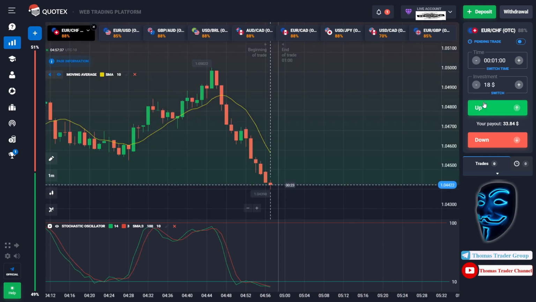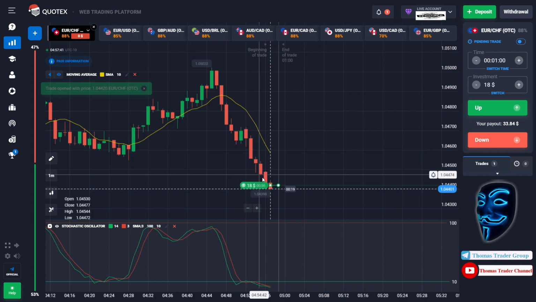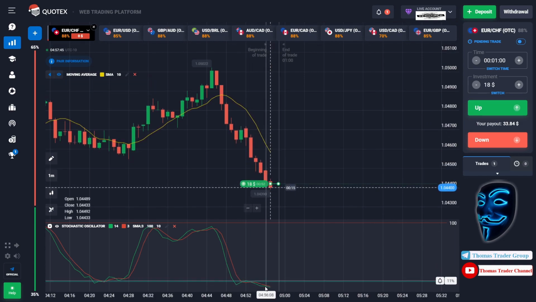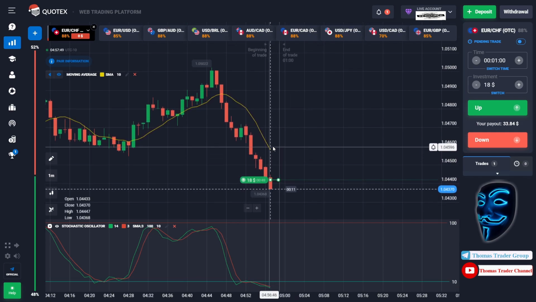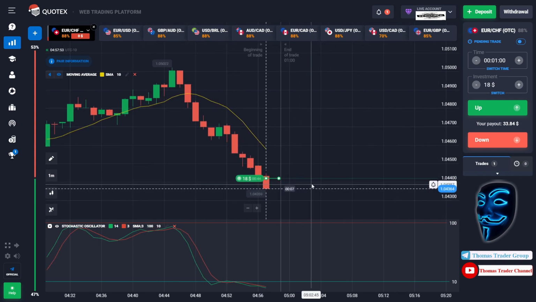Over here we can open buy for 1 minute. As you can see, the market is going bearish and the market has already touched the oversold area. When the market touches the oversold area, it will make a rebound and it will make a correction to the moving average line before it continues the bearish trend. Let's prove it and let's wait till the end of our trade.